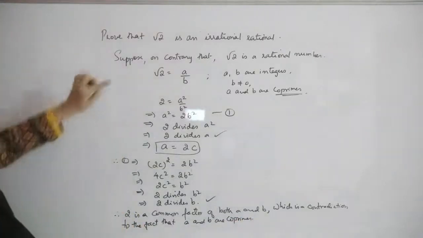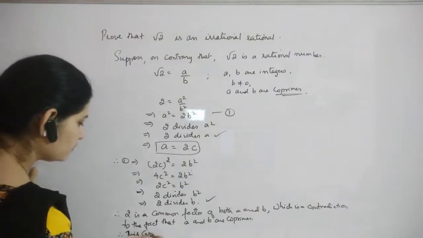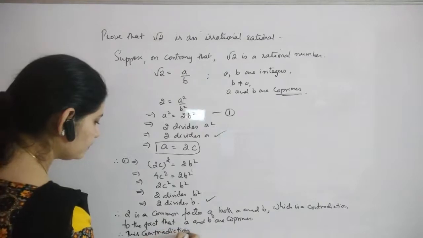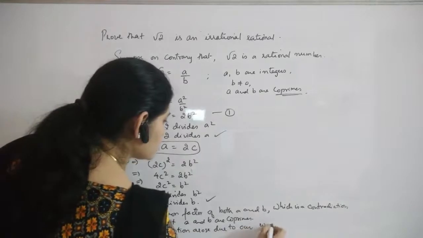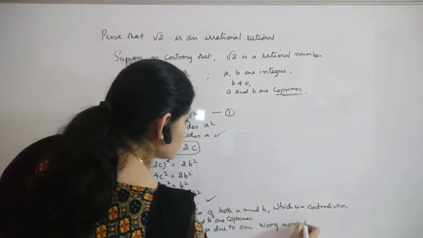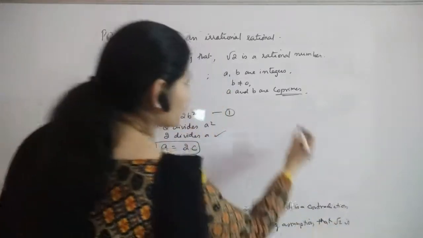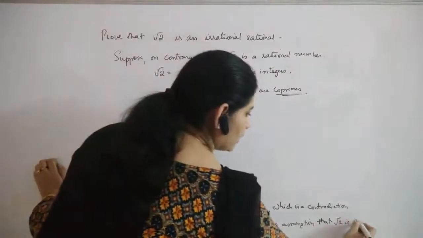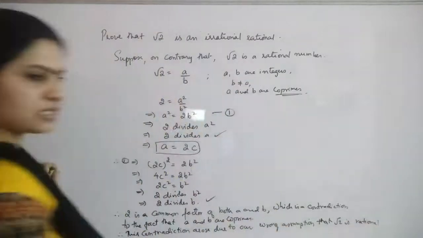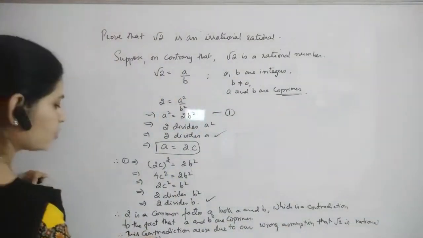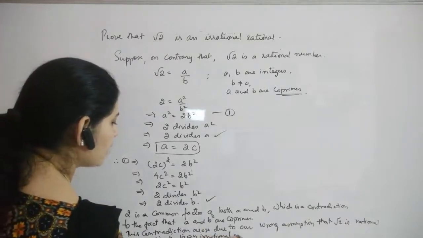And this contradiction arose due to our wrong assumption or supposition that root 2 is rational. That is the wrong thing. So what is the thing which we need to change? Our concept. Therefore, root 2 is an irrational number.